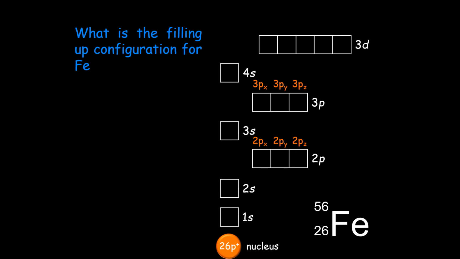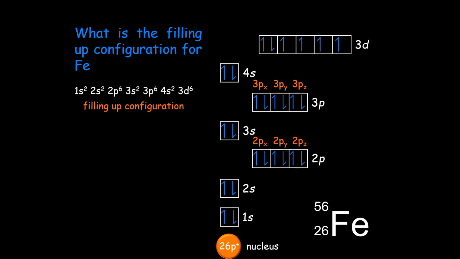For iron, let's do the filling up configuration. Now remember, the 4s fills before the 3d, because when there are no electrons in the 4s and the 3d, the 4s is lower in energy than the 3d. But whenever you put electrons into the 4s and the 3d, then the 4s becomes higher in energy than the 3d. So 1s2, 2s2, 2p6, 3s2, 3p6, 4s2, d1, d2, d3, d4, d5 and d6.